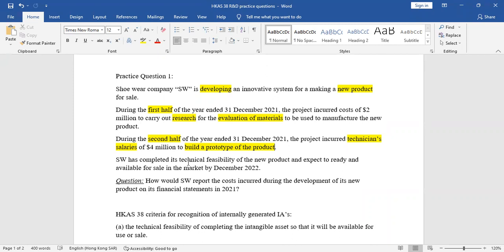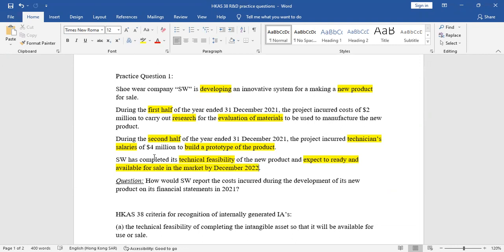SW, which is a shoeware company, has completed its technical feasibility of the new product and expects it to be ready and available for sale in the market by December 2022, right? So the keywords here would be technical feasibility of the new product, and they expect it to be ready and available for sale in the market by December 2022. These are very important keywords to understand the question, which I have explained already.